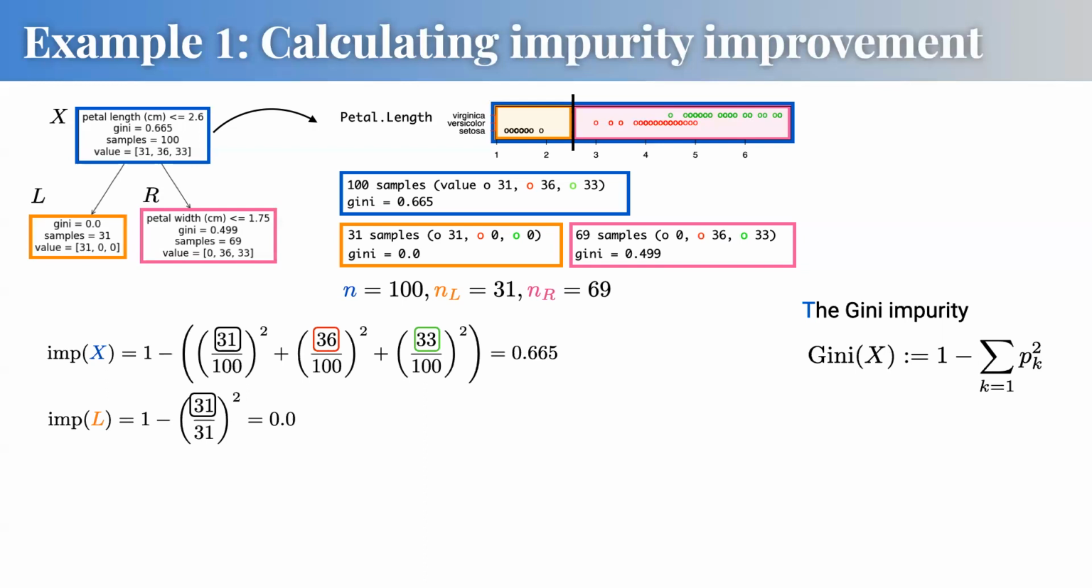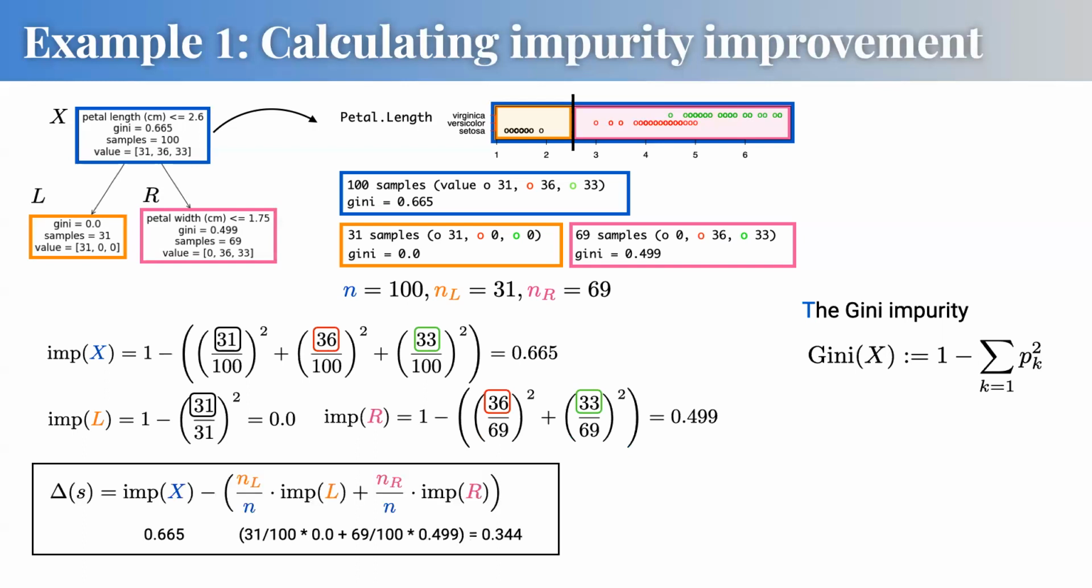So of course, this is 0. And the right-hand side is, of course, 0.499. Then we can calculate the impurity improvements. First, we need to take the weighted average here, and this is 0.344. And then the final impurity improvement for this split is 0.321.